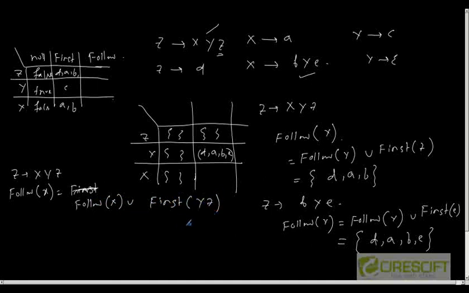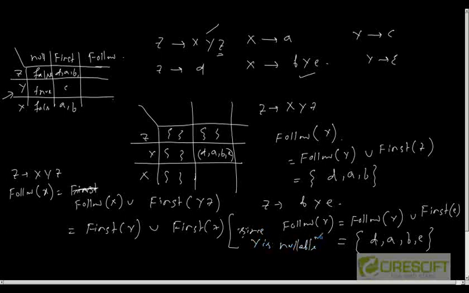Now what is first of this yz? First of yz, but y is nullable, you remember. Then which rule should we apply? It should be first of y union first of z, since y is nullable. Hence we get first of y is c, and first of z is d a b. So it is c d a b.